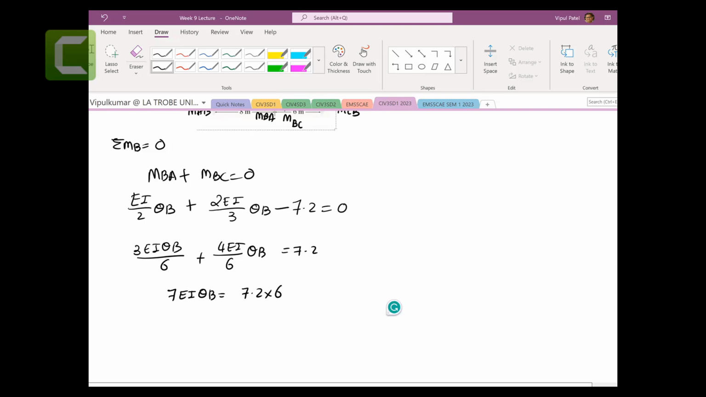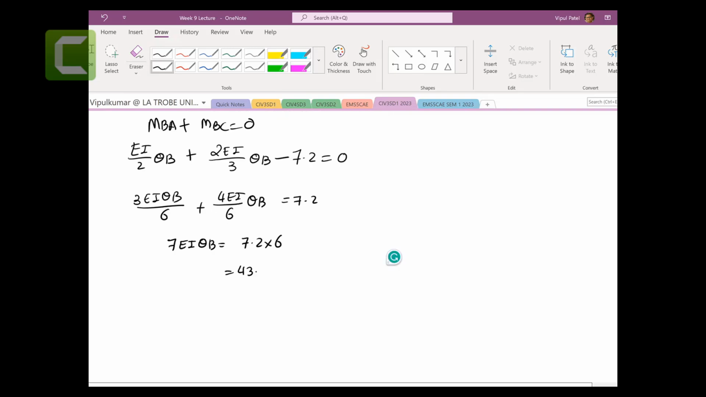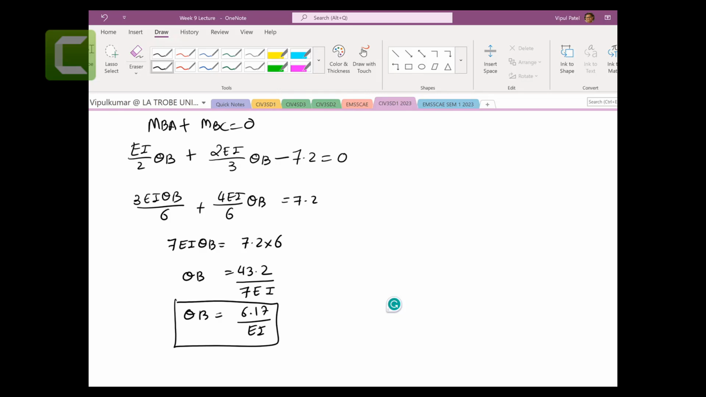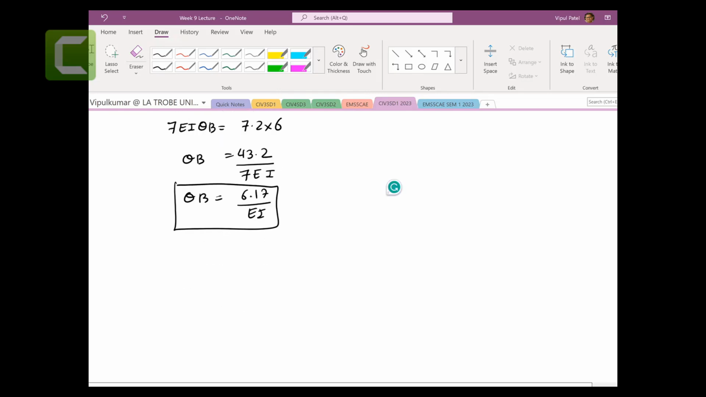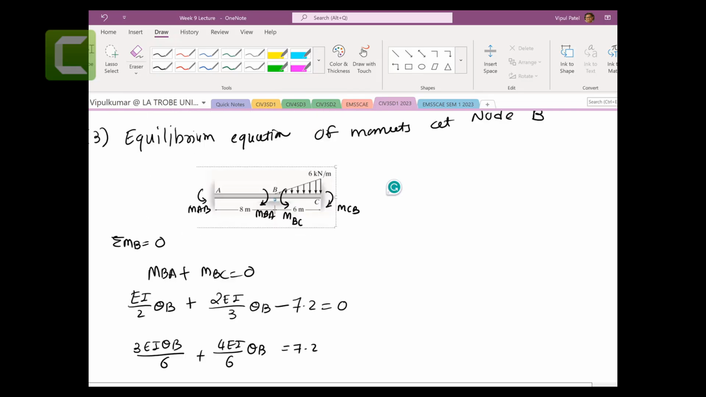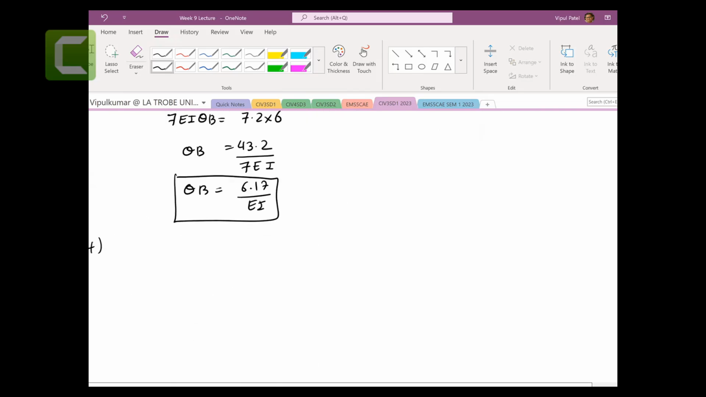So 43.2, and theta B equal to 7 EI. So theta B equal to 6.17 over EI. So that is your unknown variable. You remember that is the kinematic degree of indeterminacy. That's the displacement that you don't know. Now, once you find theta B, we're going to substitute that, and then let's do the fourth step.